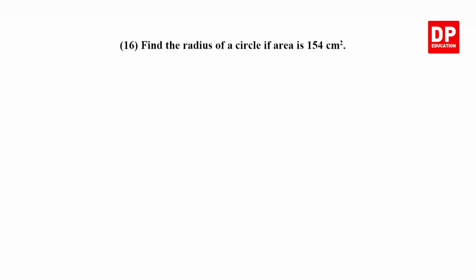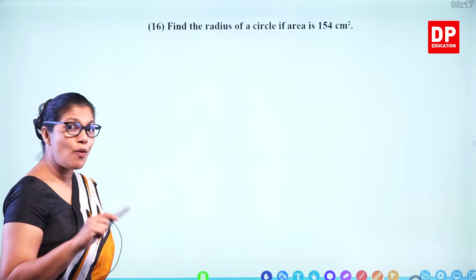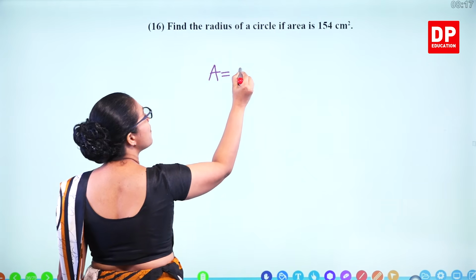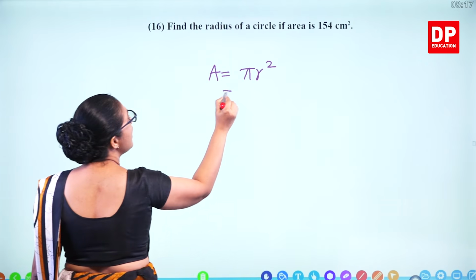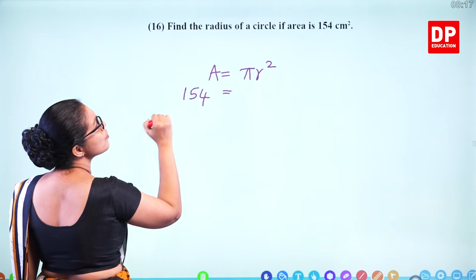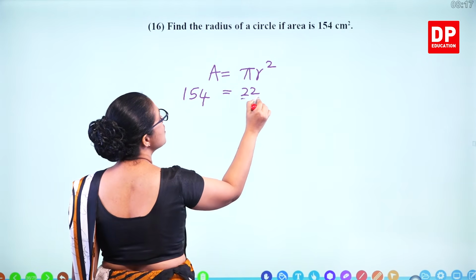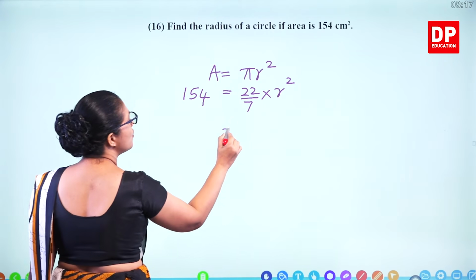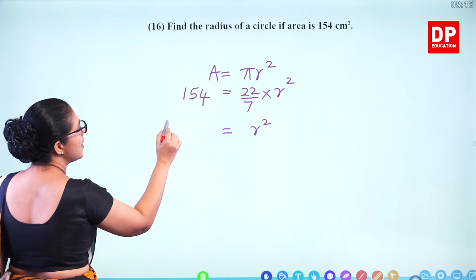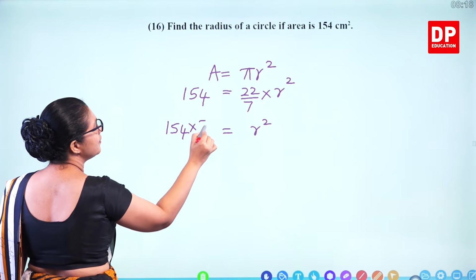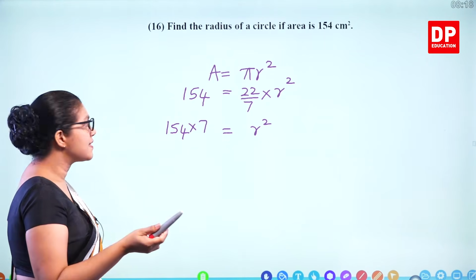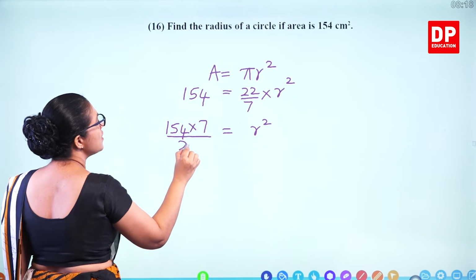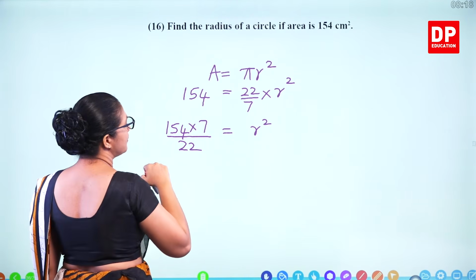Look at this one. Find the radius of a circle if area is 154. Now, other way round. So, we can find out area is equal to pi r square. Area is given 154 square centimeters. Pi, we take 22 over 7 and this is r square. Now what we can do to find out r square, I can multiply by 7 on both sides, this gets cancelled out and you get 7 here. Divide both sides by 22, you get r square.